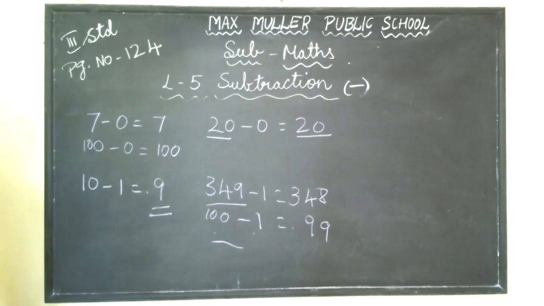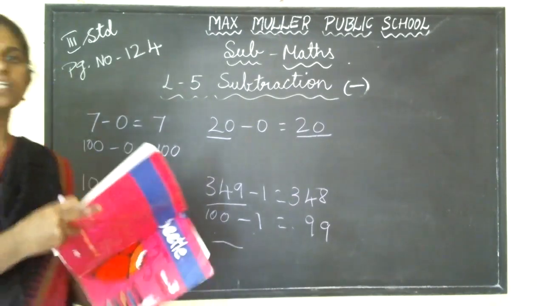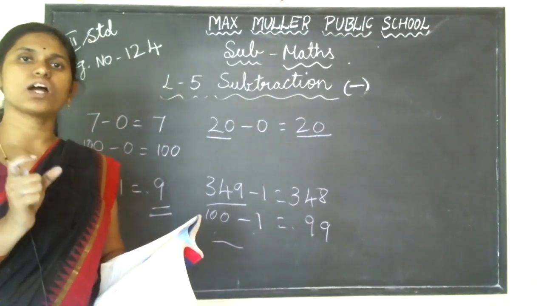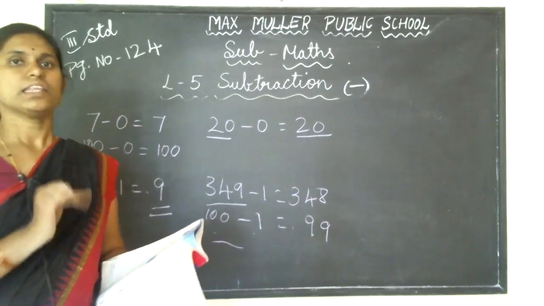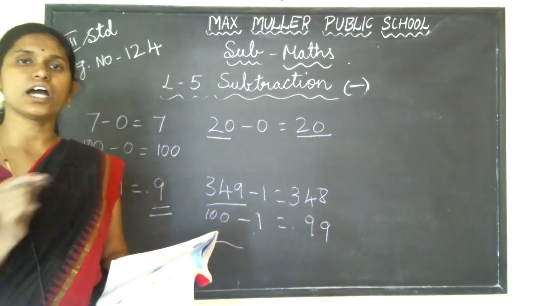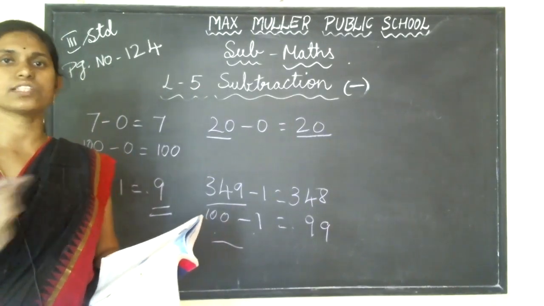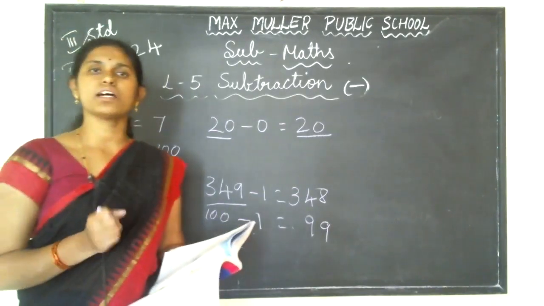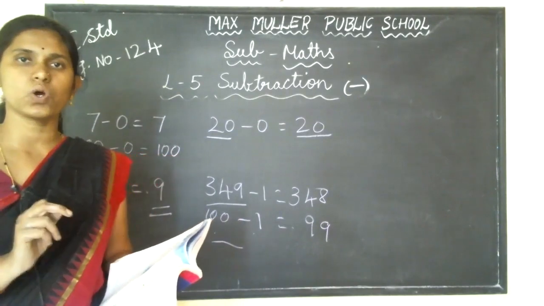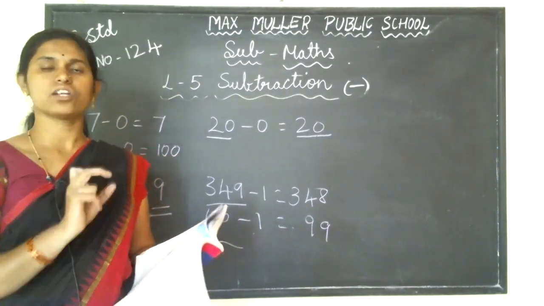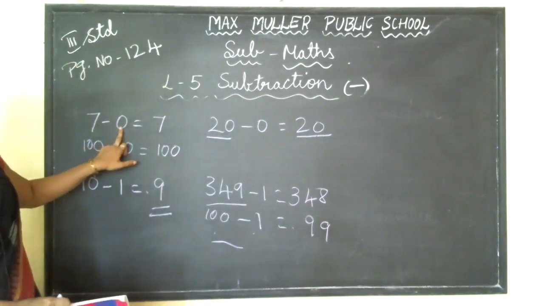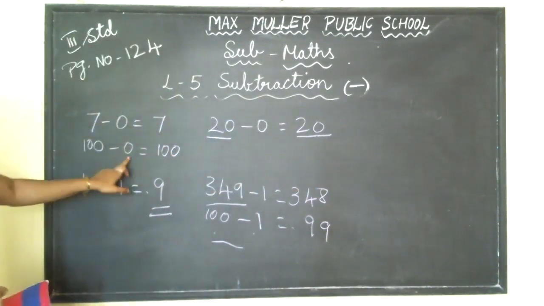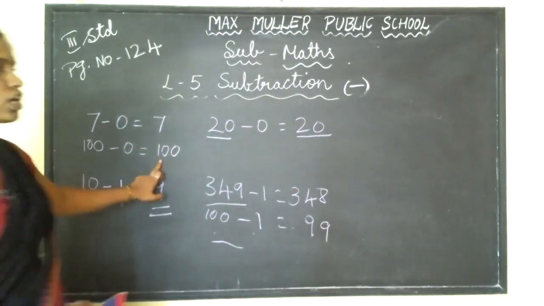Understood? The first point: the answer we get after subtracting numbers is called the difference. The second one, we cannot change the order of subtraction. The third point, any number if you subtract 0, the number will be the same. It will not change. See here, 7 minus 0, 7 only. 20 minus 0, 20 only. 100 minus 0, 100 only. So the number will not change.